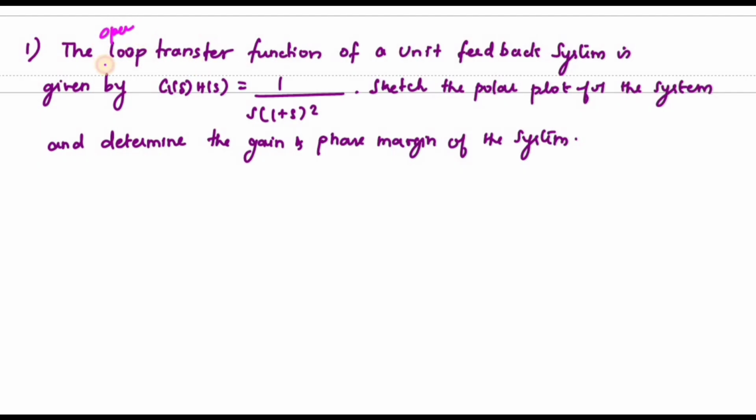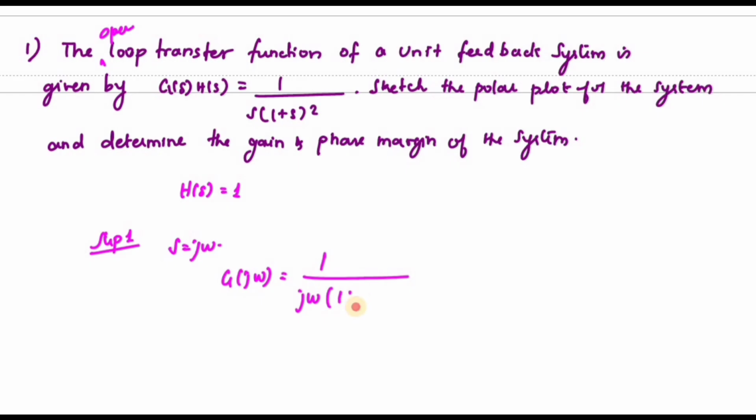Since it is a unity feedback, H(s) is equal to 1, so I can write the above equation as follows. The first step is to substitute s = jω. So G(jω) = 1 / (jω(1+jω)^2), because here the H(jω) value is 1.